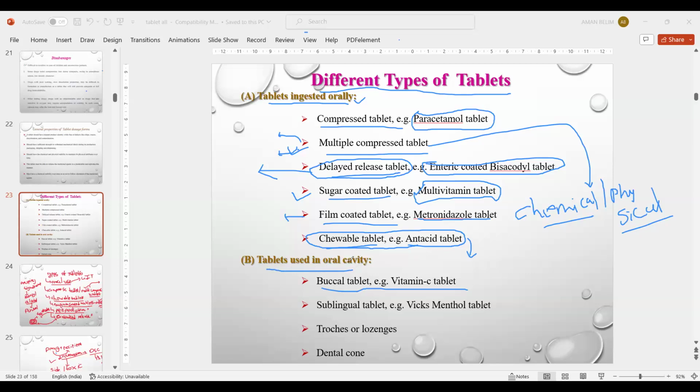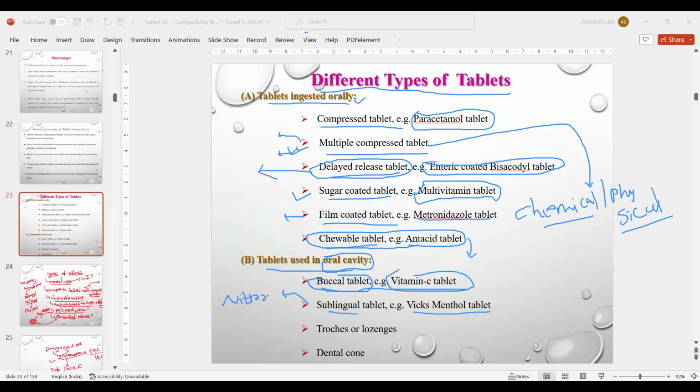Then tablets used for the oral cavity. These are ingested orally, and this is for the oral cavity. It means that it will remain inside the mouth, inside the oral cavity. So the first example is buccal tablet, that is vitamin C tablet. They are buccal tablets. Then sublingual tablet. The best example for sublingual tablet is nitroglycerin tablet.